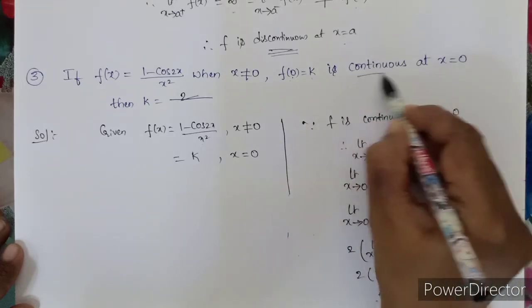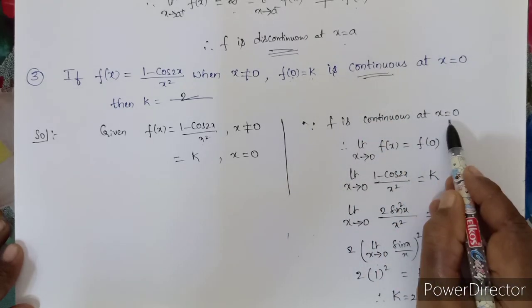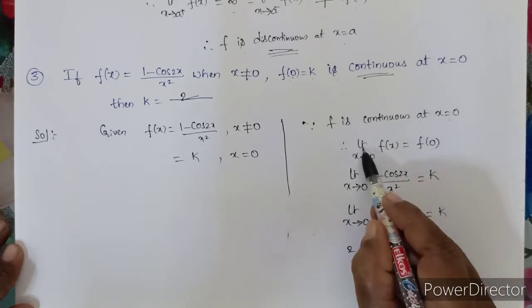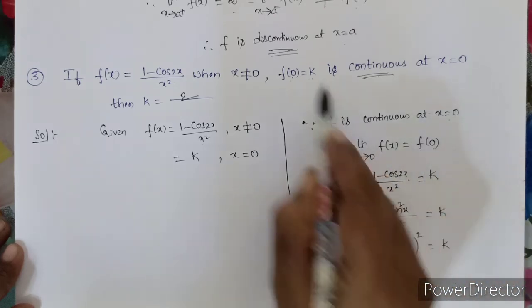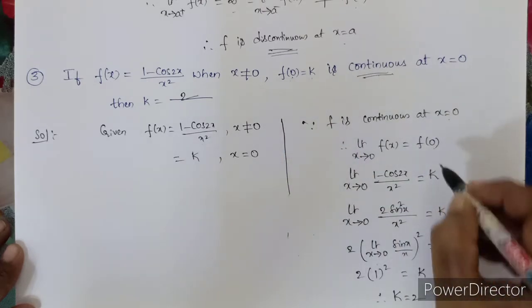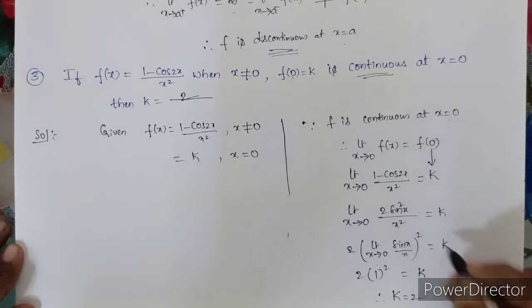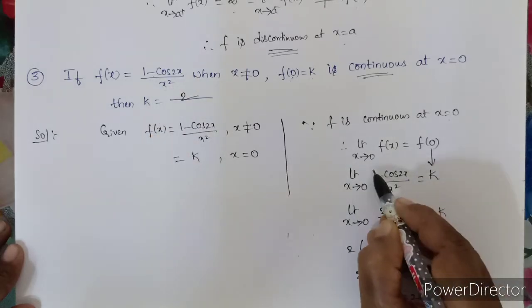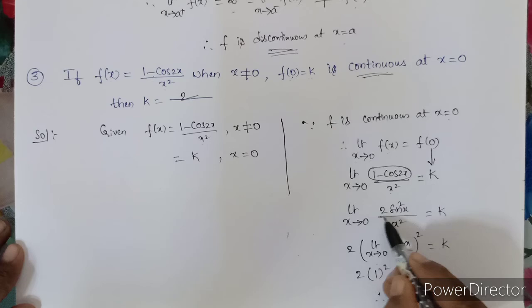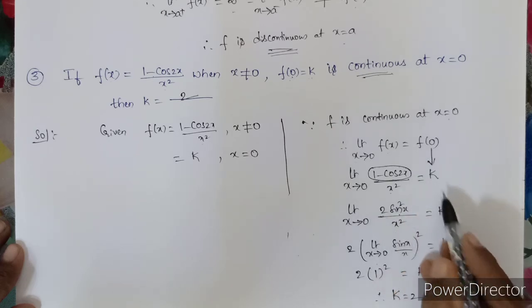In the problem it is given f is continuous at x equal to 0. Therefore by definition limit x tends to 0 f of x is equal to f of 0. In this problem f of 0 is equal to k, and f of x is (1 minus cos 2x) by x square. We know 1 minus cos 2x is equal to 2 sin square x, so 2 sin square x by x square is equal to k.